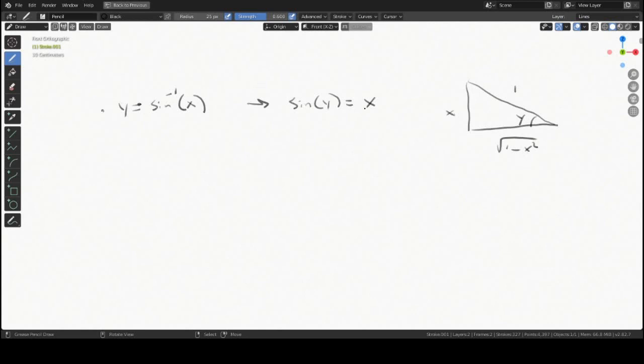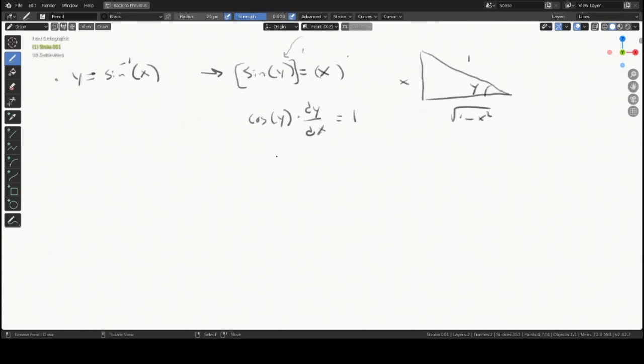Okay, well, I want to know what the derivative of y is, or the derivative of sine inverse. So what I'm going to do is, because I know that my implicit differentiation is going to give me a dy over dx out of here, I'm going to go ahead and implicitly differentiate this equation. What that'll give me is cosine of y times dy over dx is equal to 1.